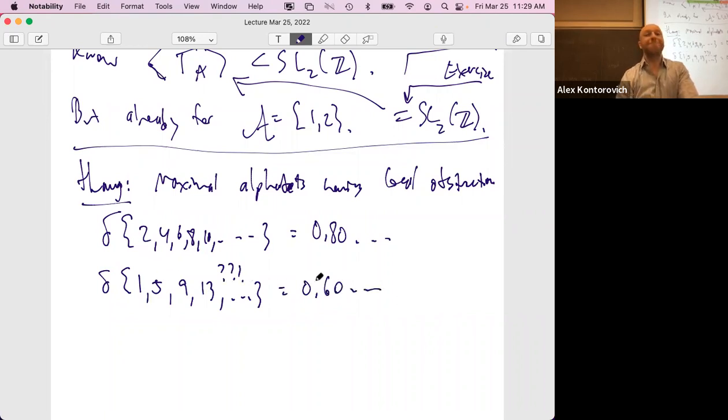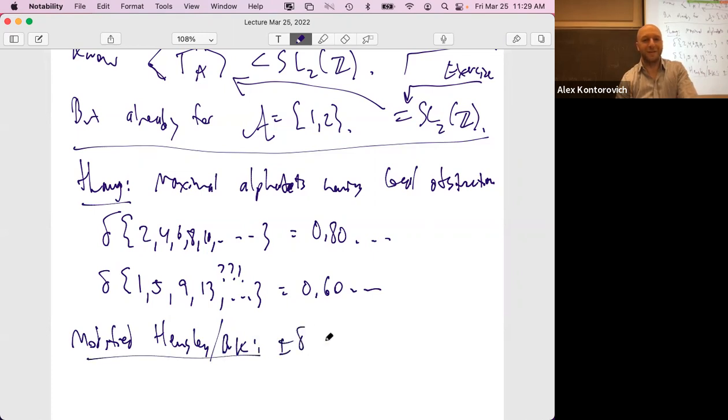The max of those two, yep. So a modified Hensley-type conjecture is that if delta exceeds the max of these two, then D of the alphabet contains every sufficiently large number. What does the max of these two mean?